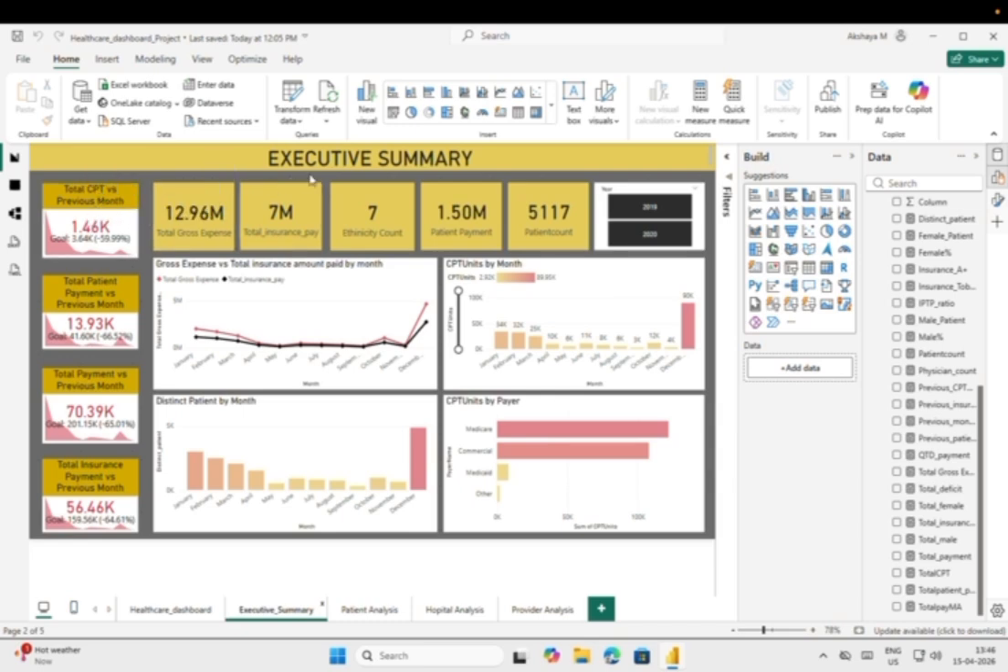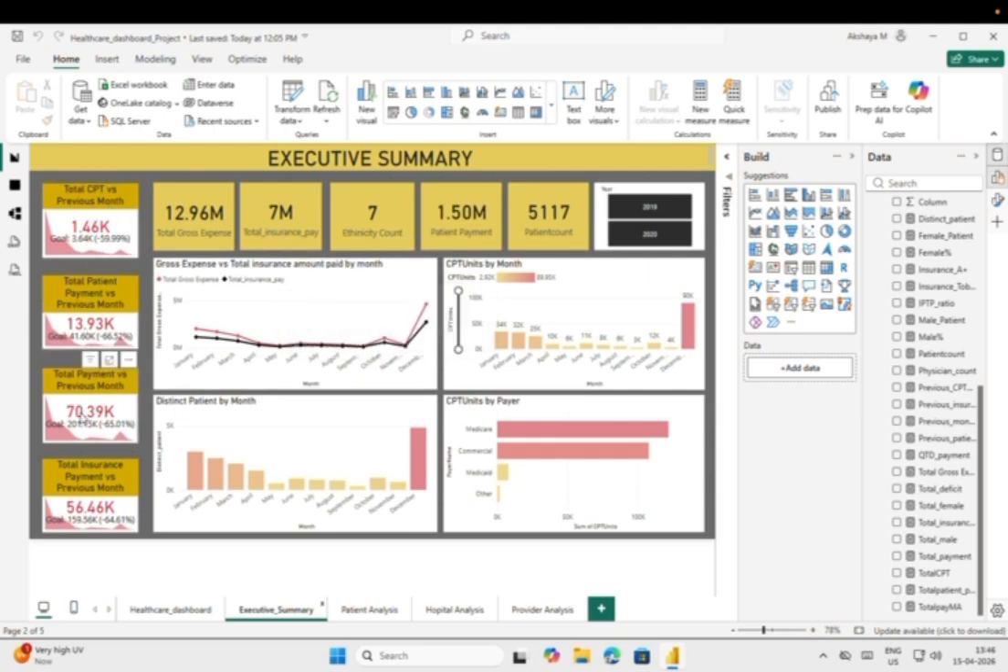Let's look into the executive summary. The total gross expense for that healthcare was 12.96 million. Amount paid by the insurance was 7 million. Ethnicity count, like Asian, African, the hospital encountered was 7, and the amount the patient has paid is 1.50 million, and the patient count for the year 2019 to 2020 is 5,117.